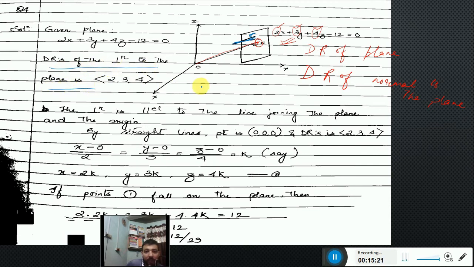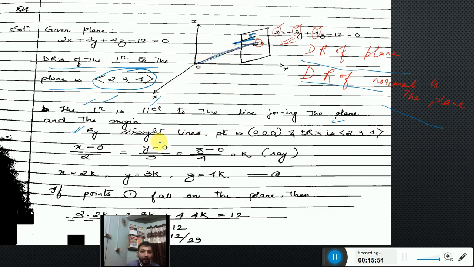As I told you, if the direction ratio of the plane is 2, 3 and 4, the direction ratio of the normal is also the same. So I have written here the direction ratio of the normal to the plane. So the perpendicular is parallel to the line joining the plane and the origin. Yes or no? So now you can see this perpendicular is parallel to this line.